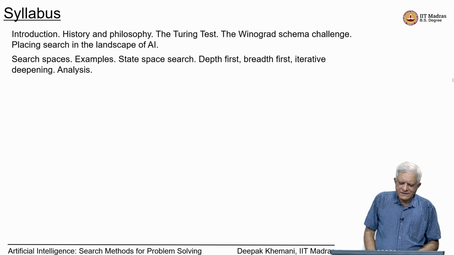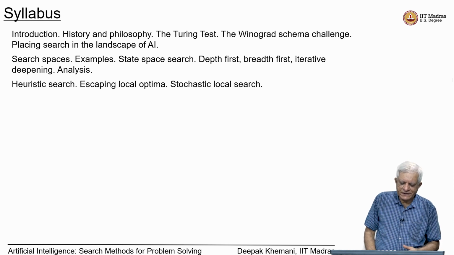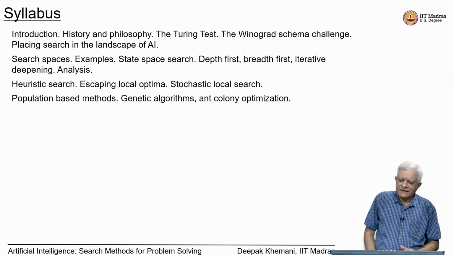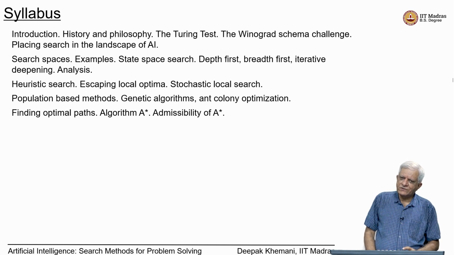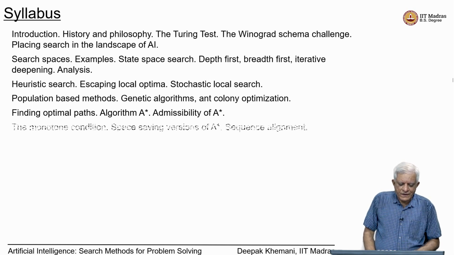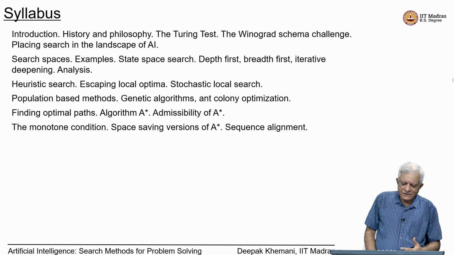So, we will start with search spaces, state space search, depth first search, breadth first search, iterative deepening. Then we will move on to heuristic search, which is really the stuff AI search methods are about, and we will look at local search as well, stochastic local search. Then we will look at population based methods, things like genetic algorithms and ant colony optimization, and then move on to a very well known algorithm called A star, which is used for finding optimal solutions.